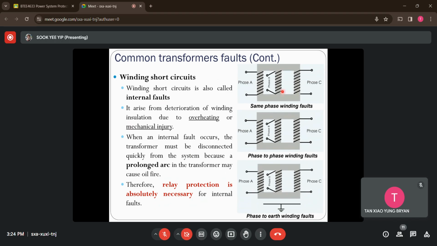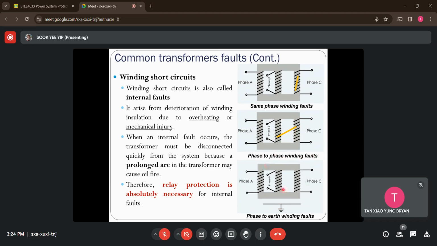The first one will be like this. Let's say transformer core A, B, C phase. The first one, you can see the short circuit between the same phase, like in this case here. This is what we call an inter-turn fault. Remember what we have learned just now. And the next one, we could have the phase-to-phase winding fault, which means that one of the phase windings is touching another phase. Like in this case here, phase B is touching phase C. This is what we call a phase-to-phase winding fault.